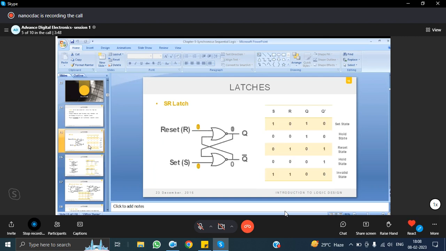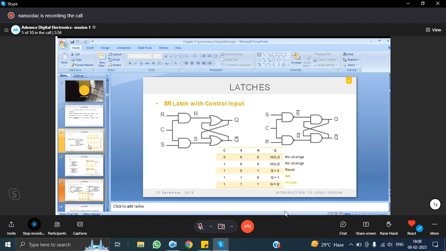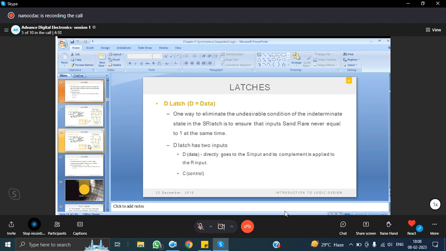Okay, so coming to the latches, we have SR latch. Okay, SR latch has one disadvantage, an invalid state occurs. So to avoid that we are going for D latch. Okay, so SR latch with control input, with one control input. This is the SR latch with control input.